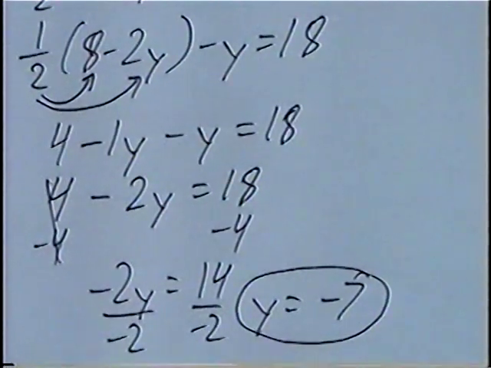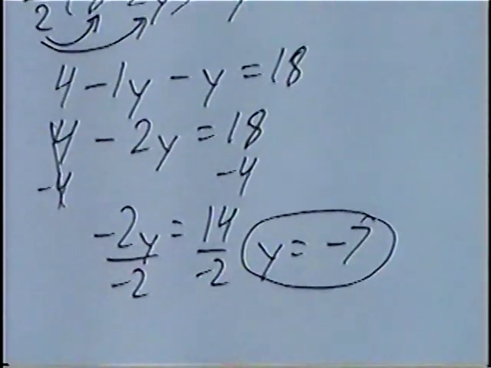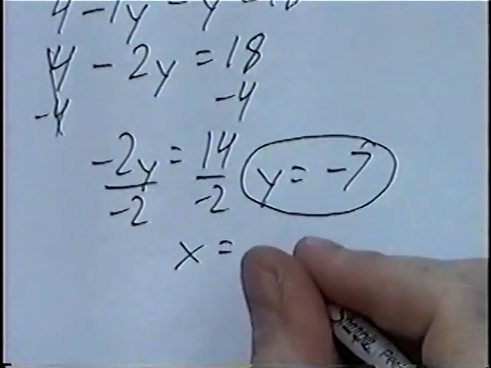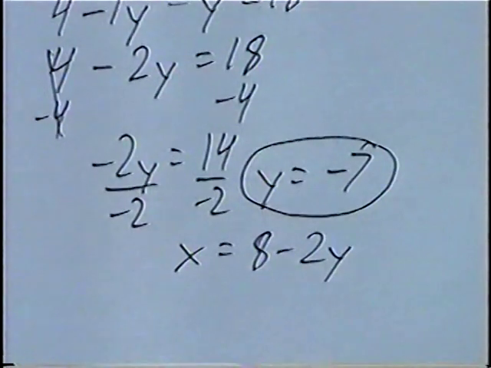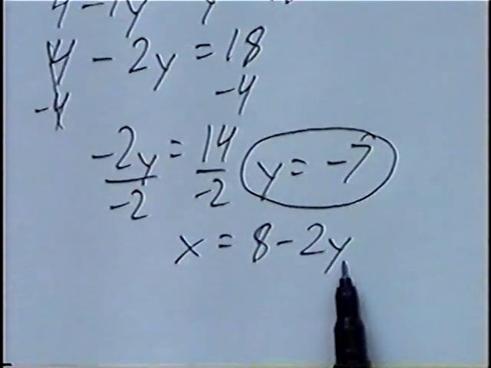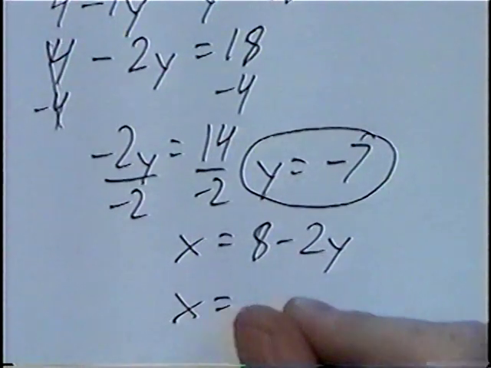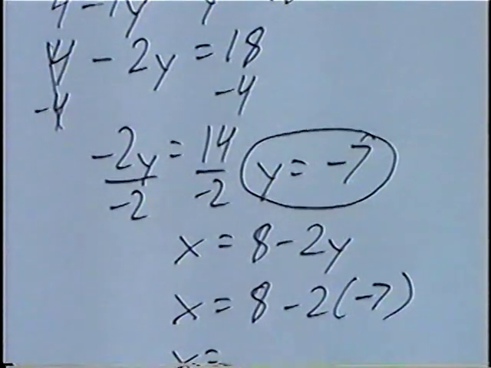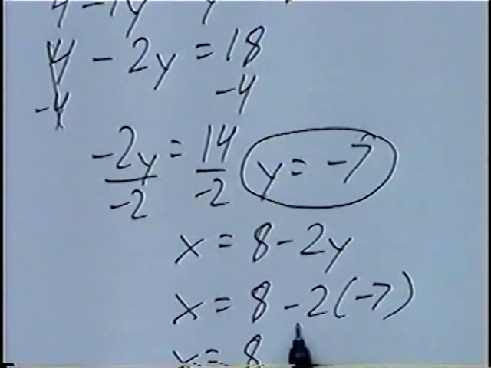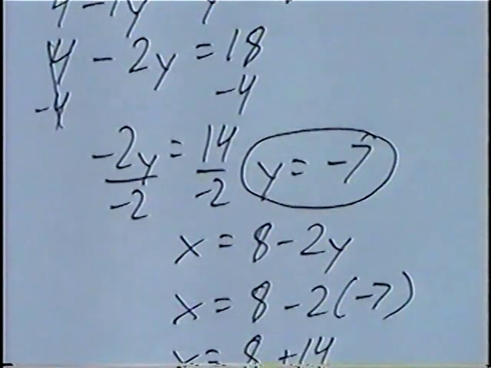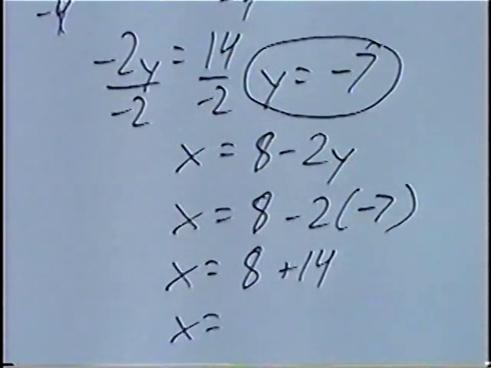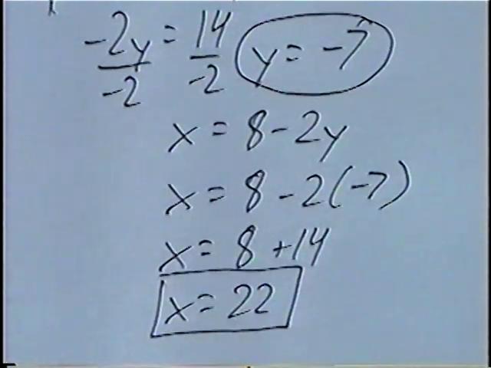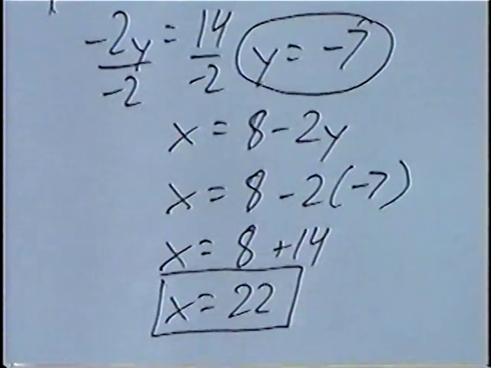To get our second answer, we know what y is equal to. We want to find out what x is. Looking back at the original question, the first equation was x equals 8 minus 2y. Now we know y is equal to -7. We can plug a -7 in for y and solve for x. X equals 8. -2 times -7 would be +14. And x equals 22. So our two answers, x equals 22 and y equals -7.